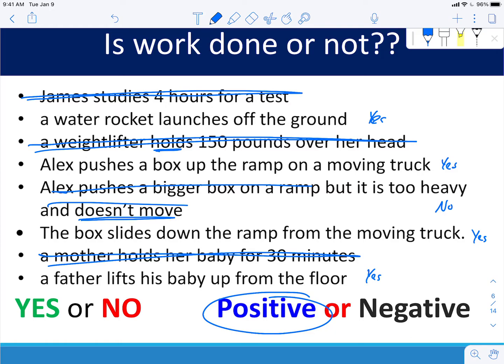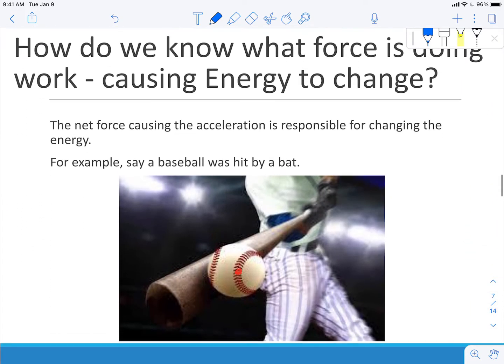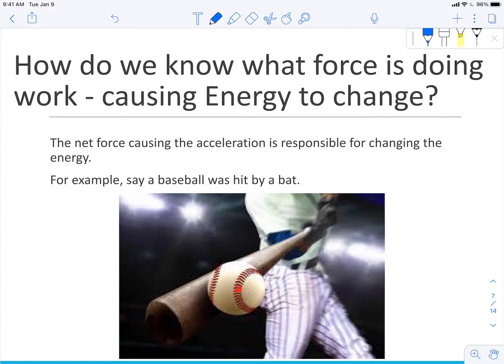All right, so those are some things to kind of think about as we're trying to decide if it's work or not. Okay, so coming back, how do we know if a force is doing work or causing an energy to change? Think about if the net force is causing that acceleration, then it is responsible for changing the energy of that object. All right, so let's say, for example, we take a look at a baseball, and right before contact, there are some forces acting on it. There's a force of gravity, and then, of course, we also have the applied force from the bat. All right, so we have this force here, force from the bat.